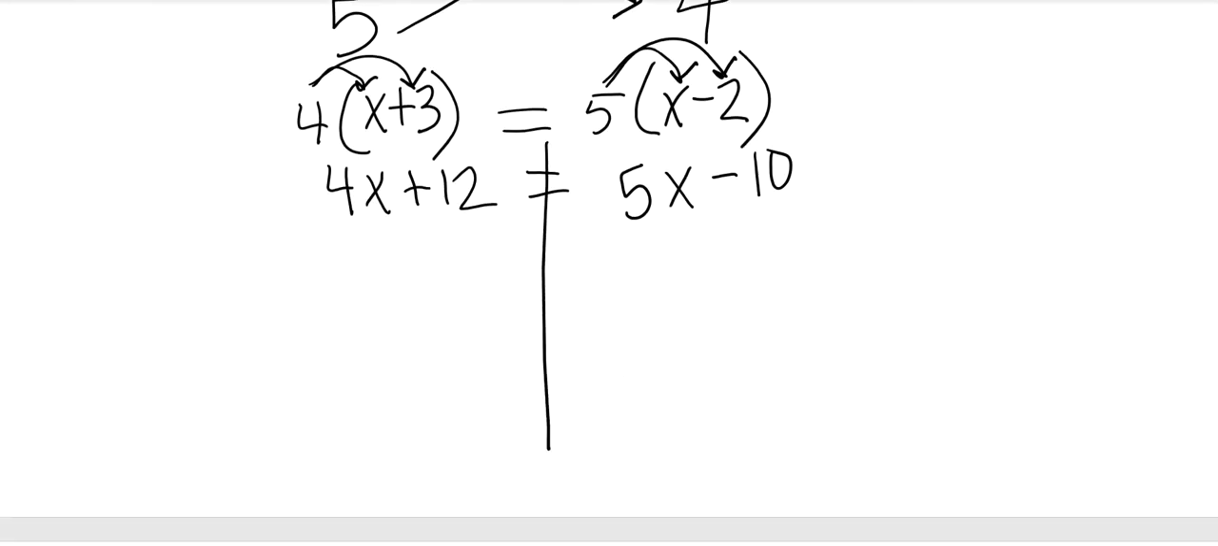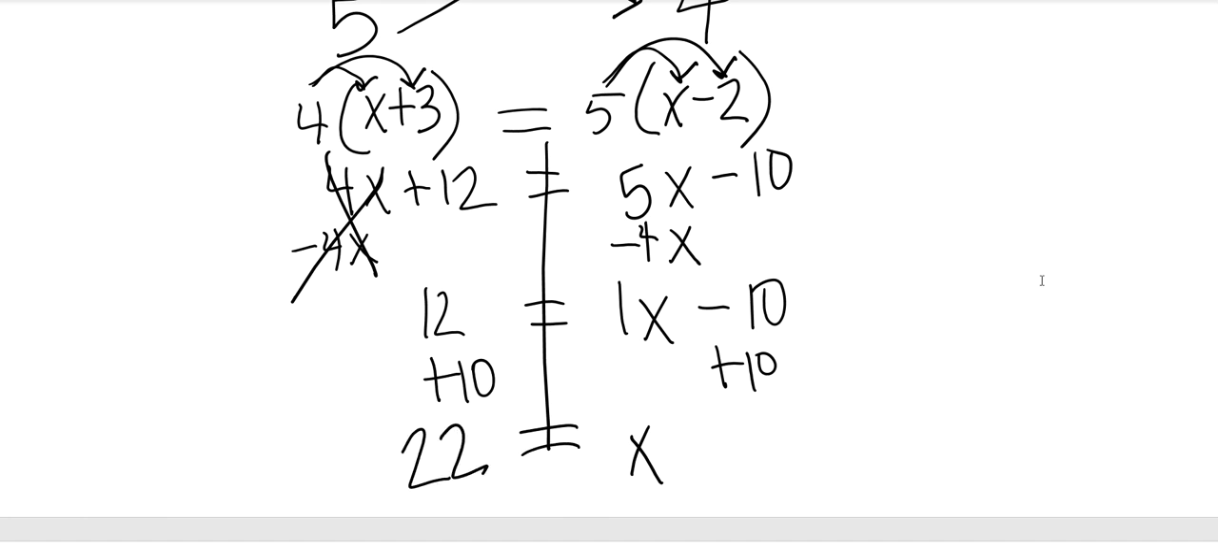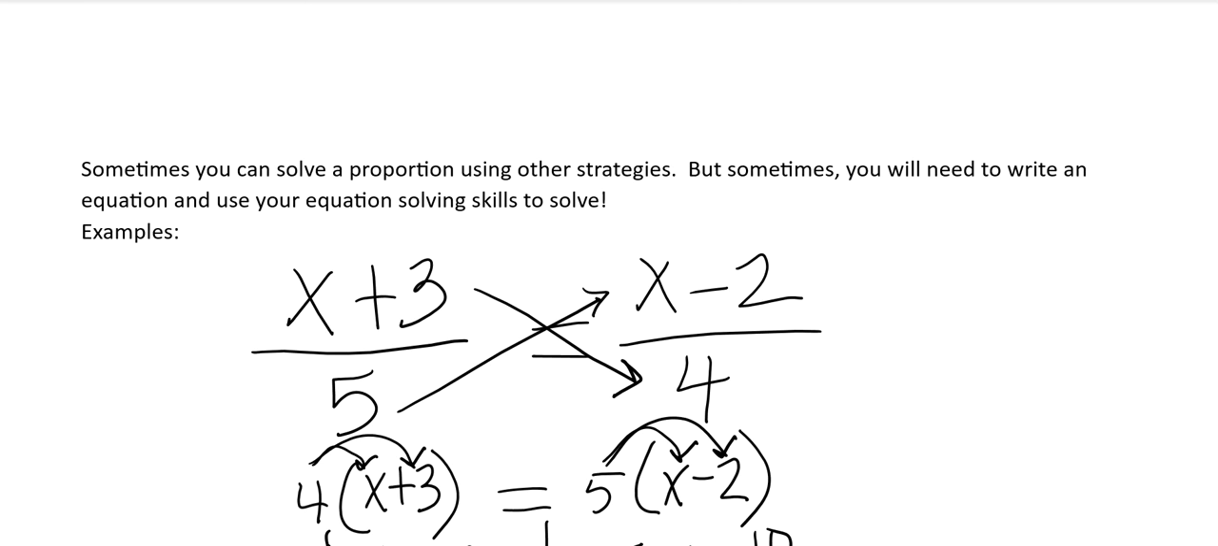Now to solve for x, I want to get my variables on one side of the equal sign so I can subtract 4x from both sides. That leaves me with 0. And 0 plus 12 is 12. 12 equals 1x minus 10. And we already know that 1x is the same thing as x because anything times 1 is itself. So now all I need to do is add 10 to both sides to get that x is equal to 22. So using an equation, I'm able to solve the proportion, find the value of x.